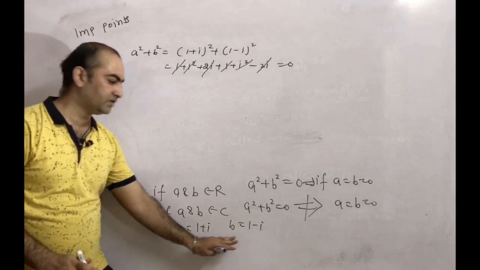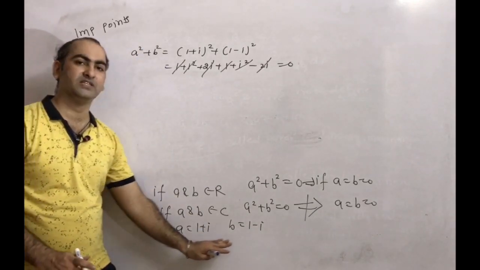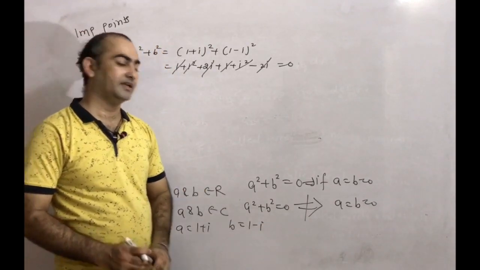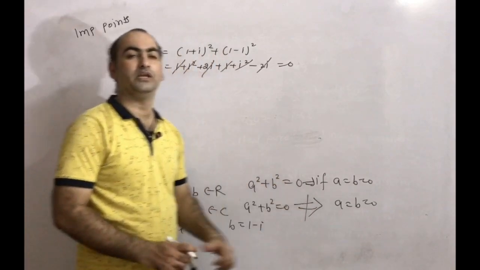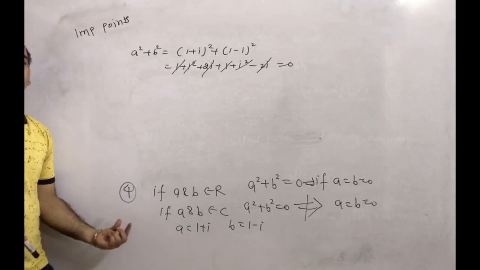So a square plus b square equal to 0, where a is 1 plus i and b is 1 minus i, so both are complex numbers. So if a and b are complex numbers, and a square plus b square equal to 0, it is not necessary that a equal to b equal to 0. It is also possible that a and b are both complex numbers. So this is point number 4.